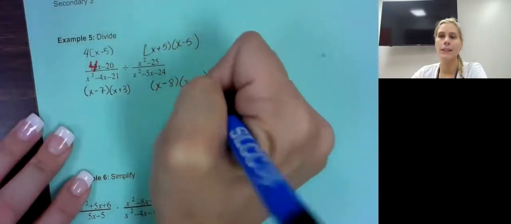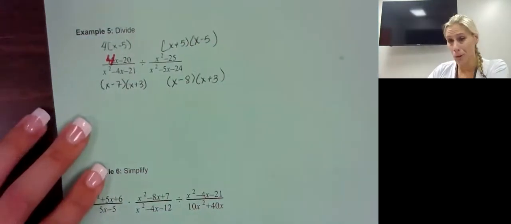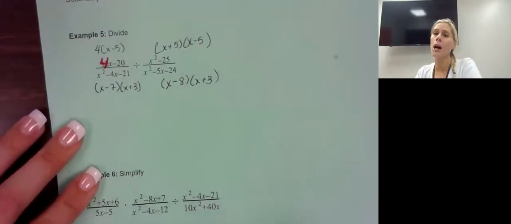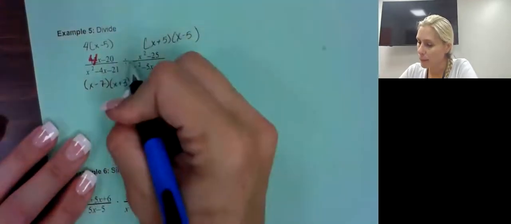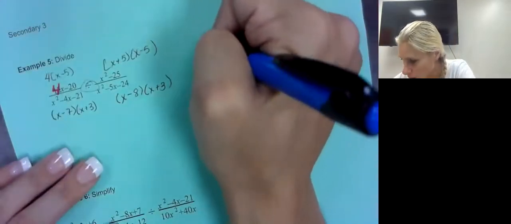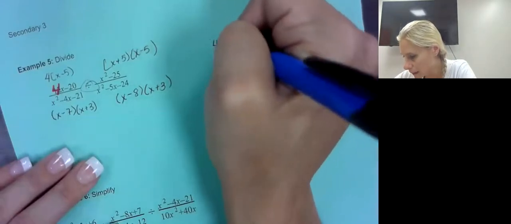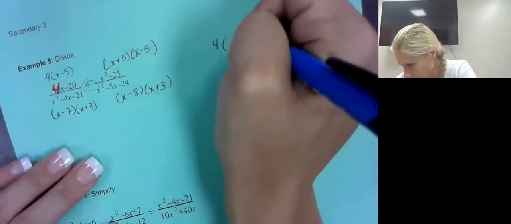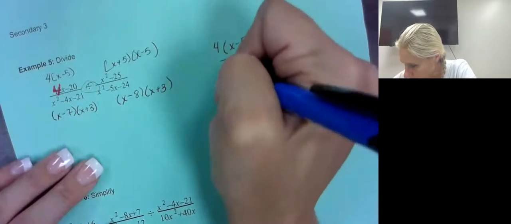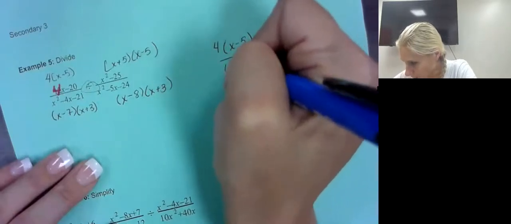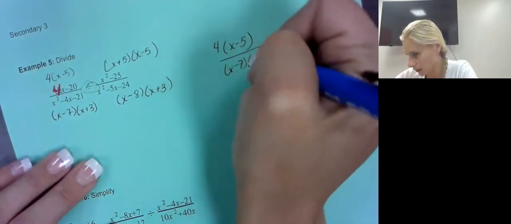Again, guys, I've been doing this for years. I can do it in my head. You use your box or your grouping. Remember, this is division. So I'm going to flip the second fraction. So I have 4 times x minus 5 all over x minus 7 times x plus 3.